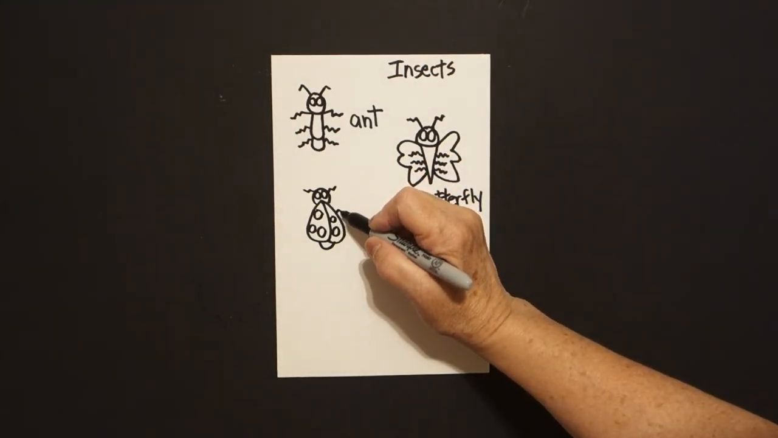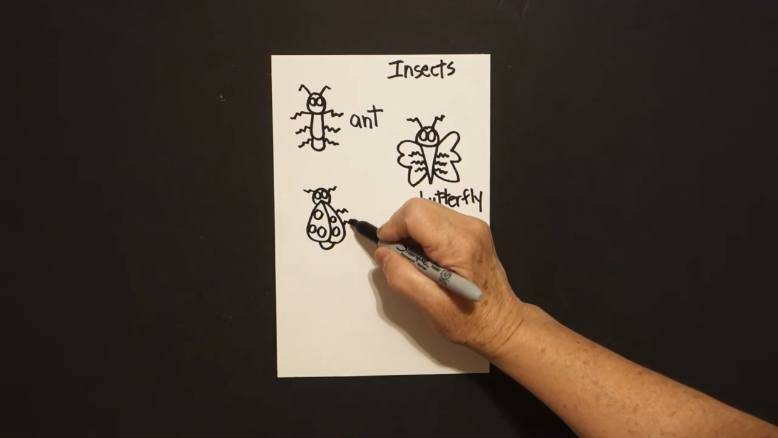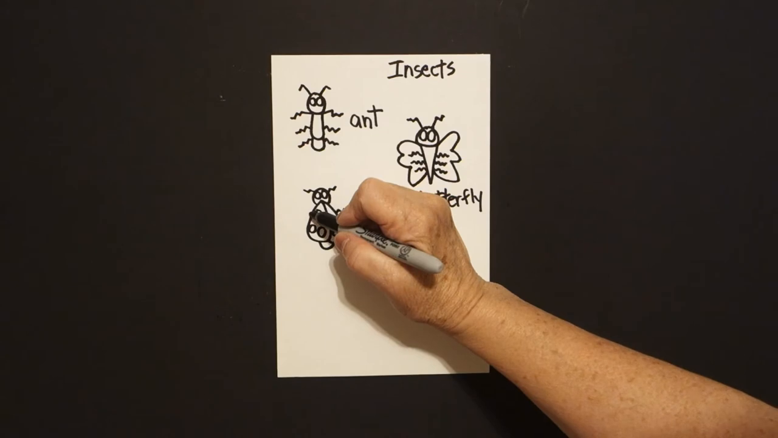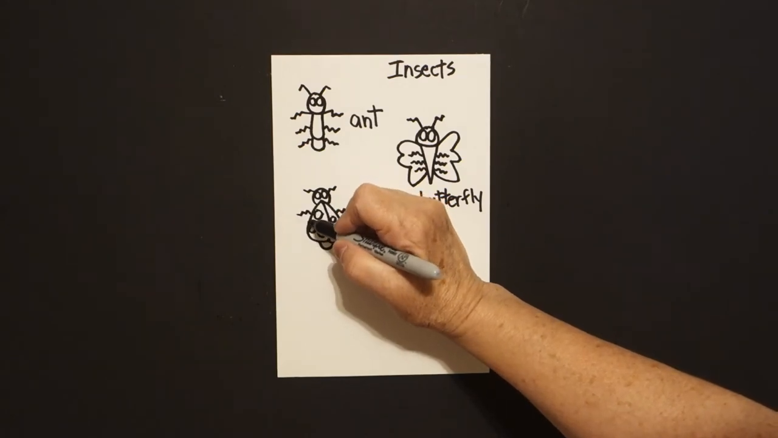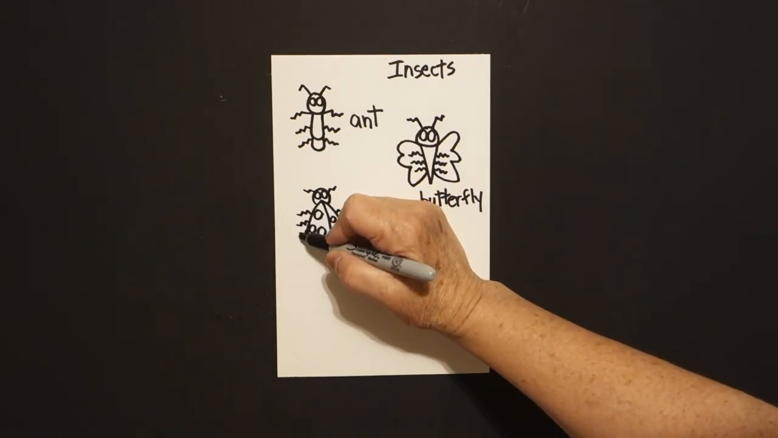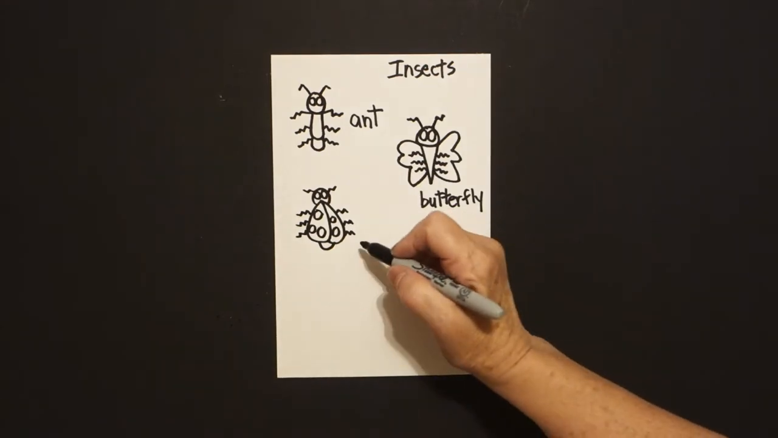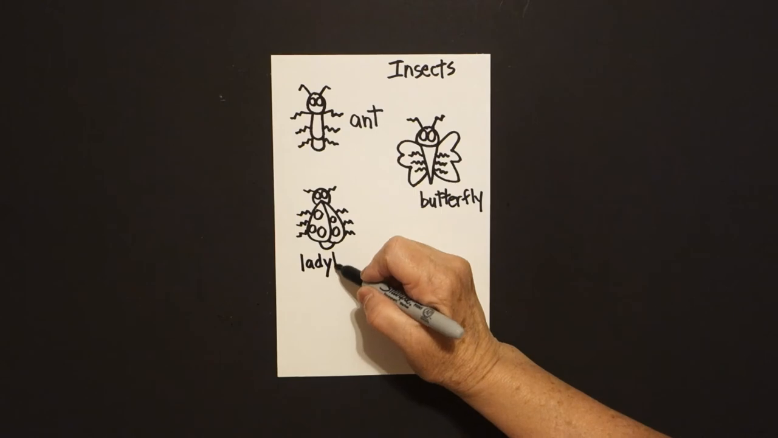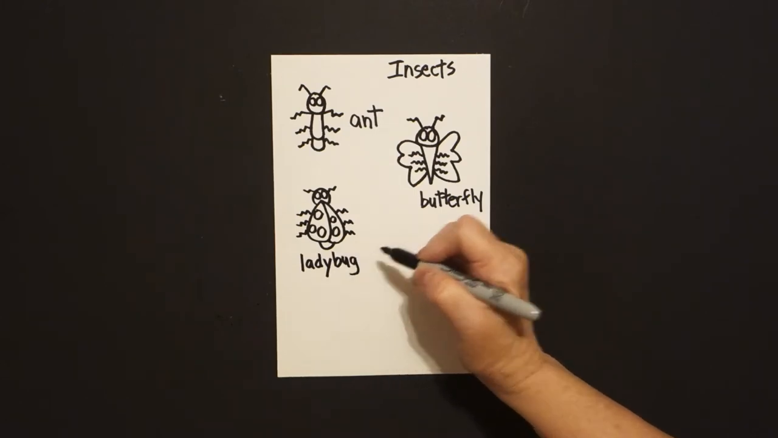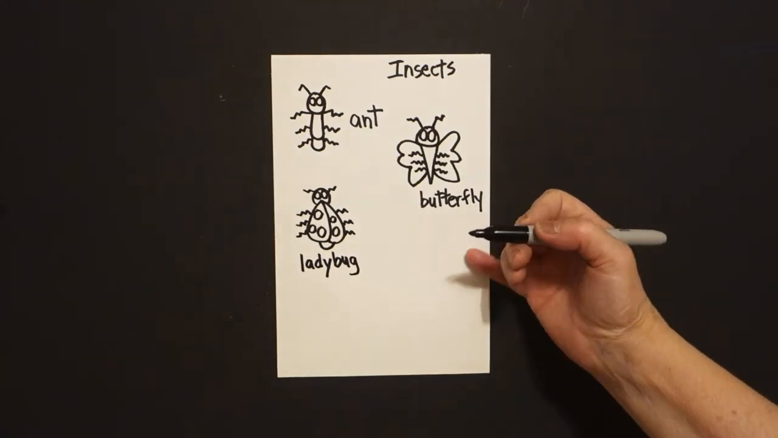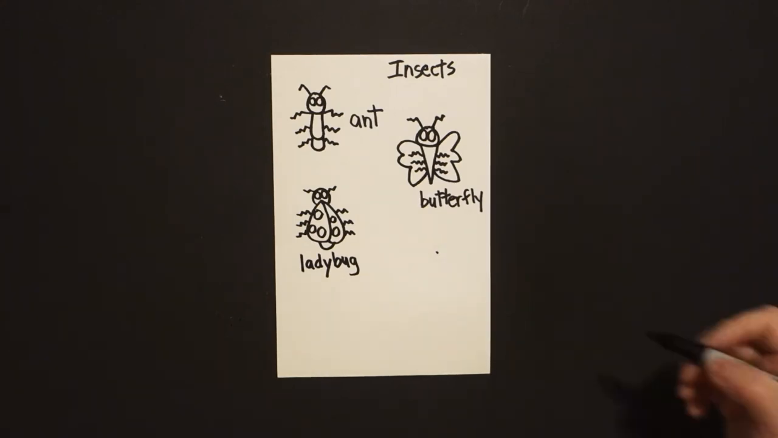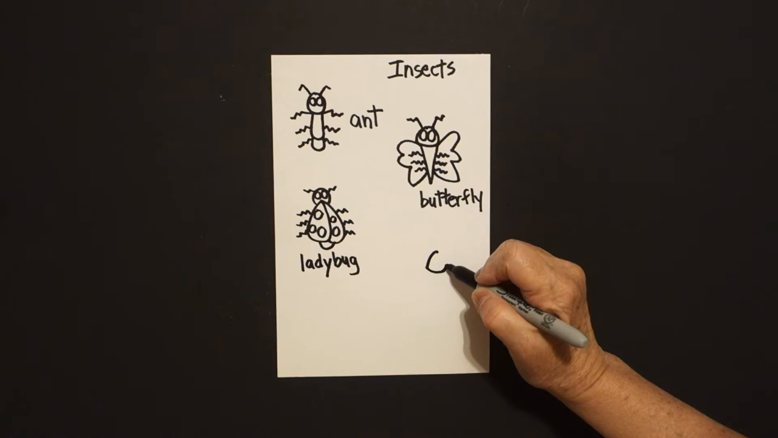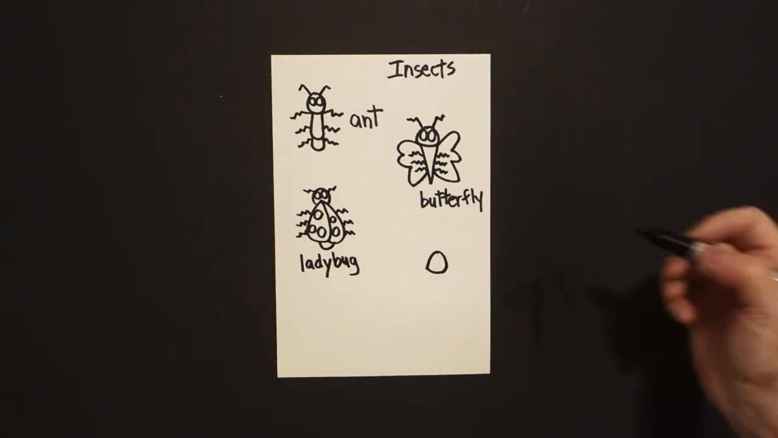Starting on the right, I'm going to go zigzag, zigzag, zigzag on the right, jump over, zigzag, zigzag, zigzag on the left. This is a ladybug. Now I come over here towards the right, put a dot. From the dot, curve line down, kind of curve line up, connect.